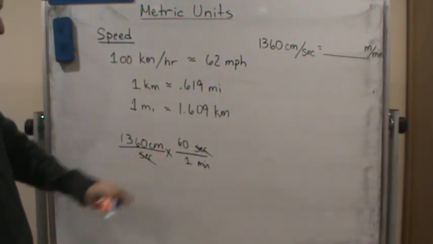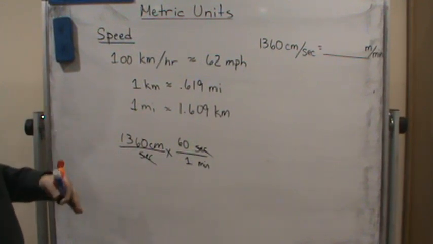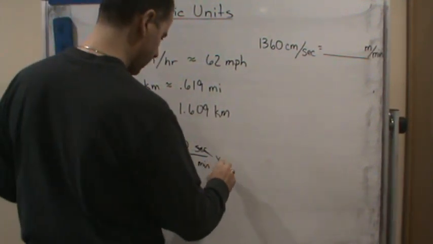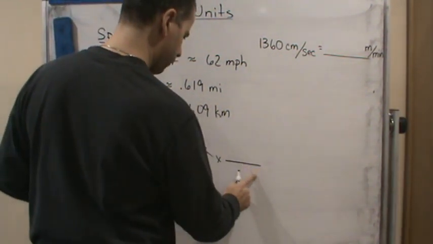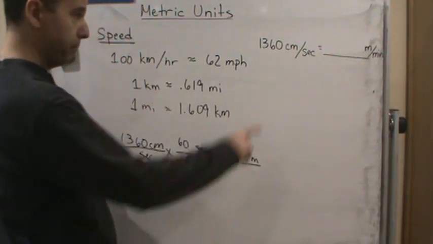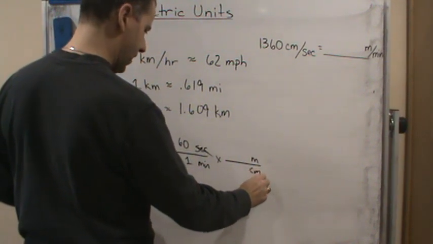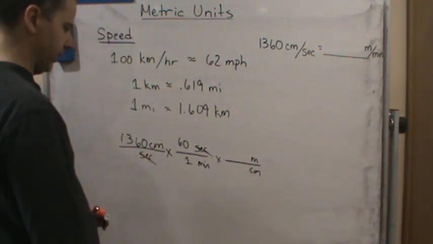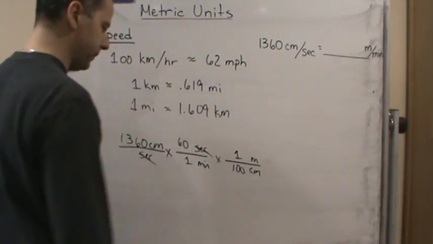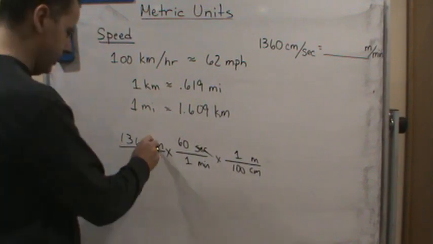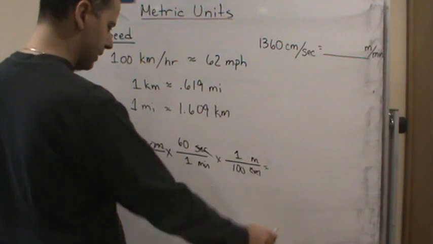So now I've got to deal with the centimeters. Well, what conversion can I use to go from centimeters to meters? I need meters on top, because I want meters per minute. So I need meters on top and centimeters on the bottom to cancel with the centimeters on top over here. So what do I know? Well, there are 100 centimeters for every 1 meter. And so that'll do it. So centimeters cancel, and I've got meters on top, minutes on the bottom.